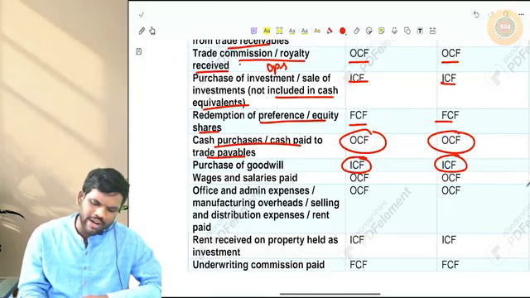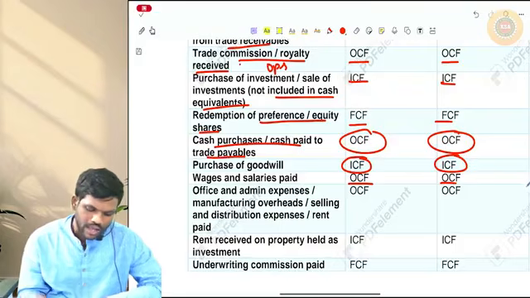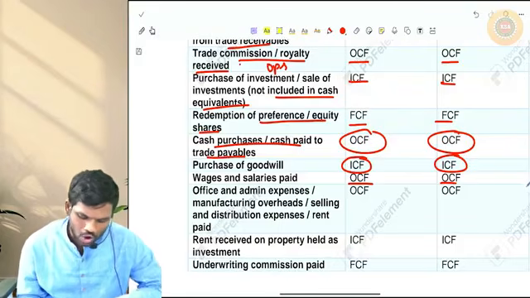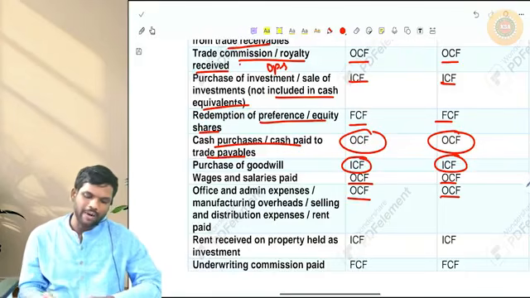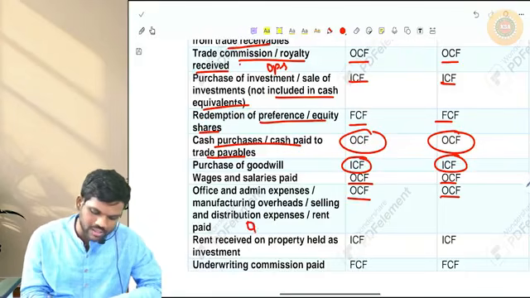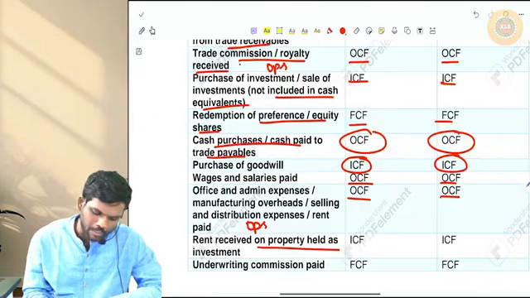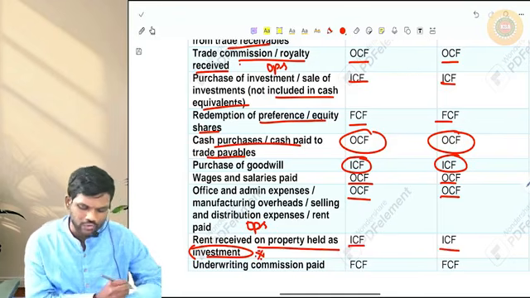Wages and salaries paid is a part of your operations, so it will be an operating cash flow. Office and admin expenses, manufacturing overheads, selling and distribution expenses, or rent paid will be a part of operating cash flow, because all these expenses are incurred as a part of your operations. Rent received on property held as investment is an investing activity, so this is an investing cash flow.